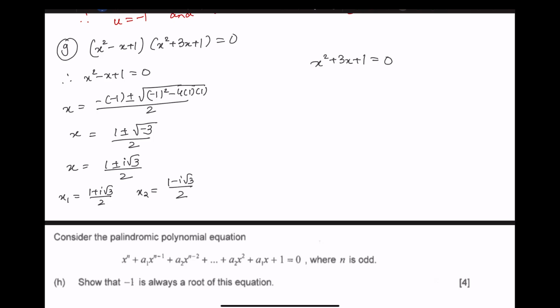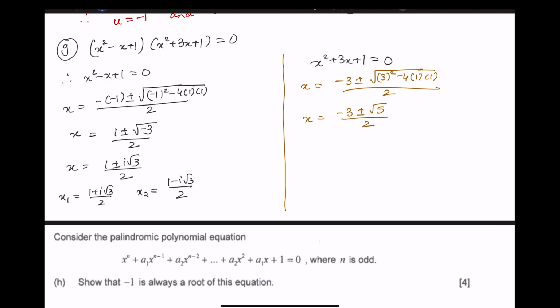Okay. Other two solutions I'll get from here, where x is equal to negative b plus minus root under b squared minus 4ac over 2a. Here a is 1, c is 1, b is 3. So x is minus 3 plus minus root of 9 minus 4, which is 5. So x3 would be minus 3 plus root 5 by 2, okay, and x4 would be minus 3 minus root 5 over 2.